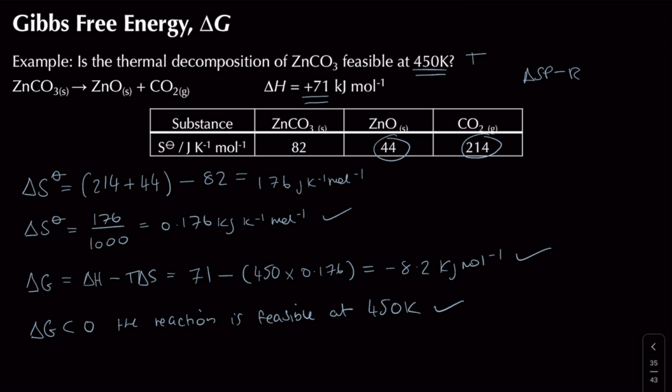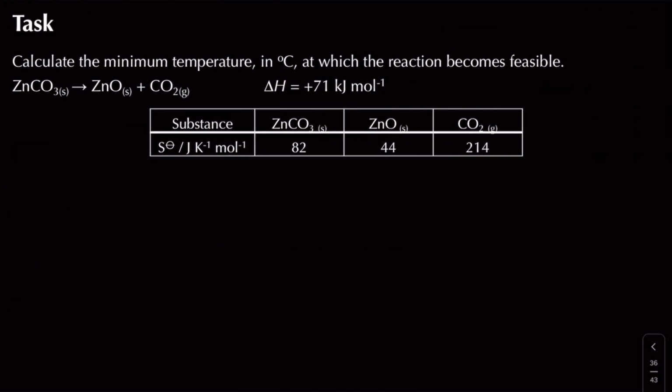Now, of course, there's 3 marks over here so far. Just remember, you could be asked to find the temperature at which delta G is going to be equal to 0. In other words, when it becomes feasible or when the reaction can actually happen, when it's spontaneous itself. So yeah, have a go at the following question over here. Pause the video, and once you're ready to move on, resume and we'll go over it together.